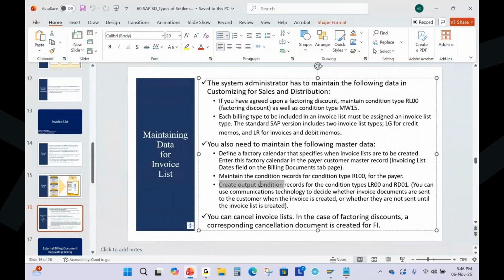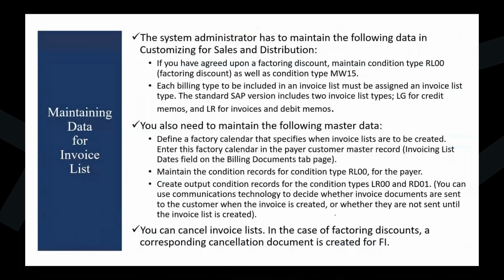And also, to print it, create output condition records for condition types LR00 and RD01. To print it, you need to maintain the condition records for these condition types. When we go to output determination, I will show you that. And you can also cancel an invoice list. In the case of factoring discounts, a corresponding cancellation document is created for FI. So basically you can cancel the invoice list also. That's how the invoice list will work.